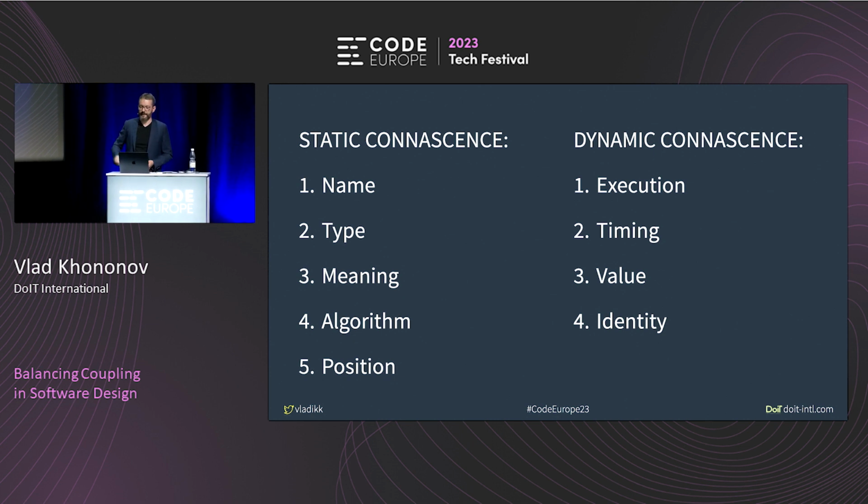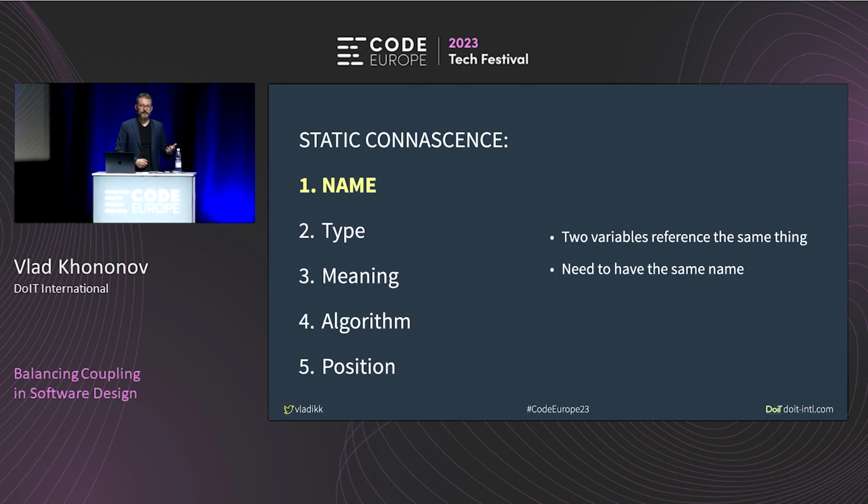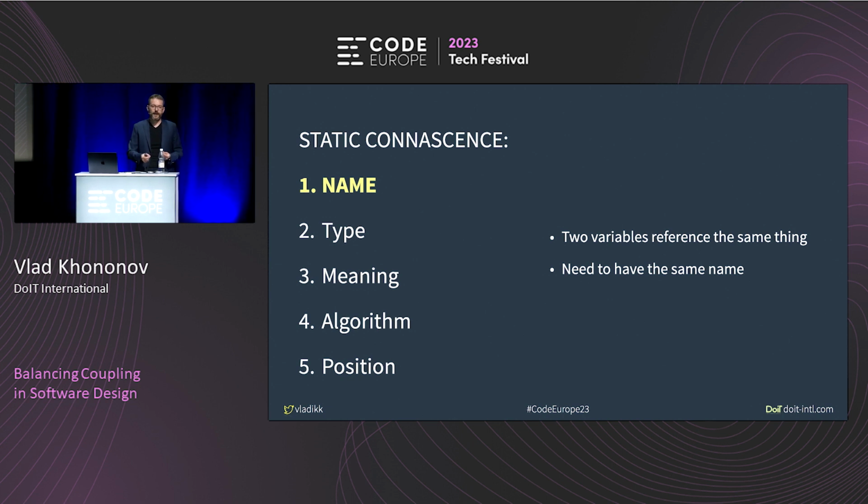Let's start with static connascence. These levels can be analyzed just by reading the code. They reflect compile time dependencies. And the lowest level here is connascence of name, which means simply that two variables need to have the same name in order to reference the same thing. For example, passing named arguments or simply referencing a variable.